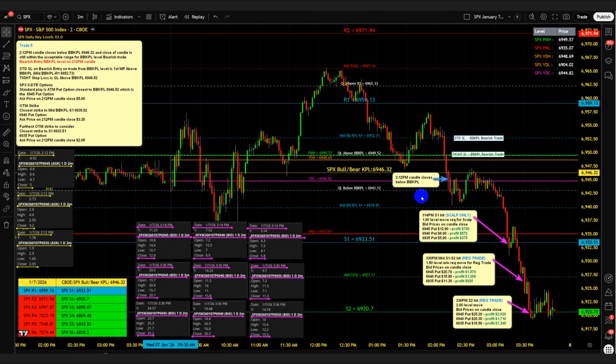Okay, so here we have our entry. We have our stop loss levels. And at 3:14 p.m. we have the scalp only hit. One level move from the level we're taking the trade from, bull bear KPL, to S1, bearish trade, one level move down.